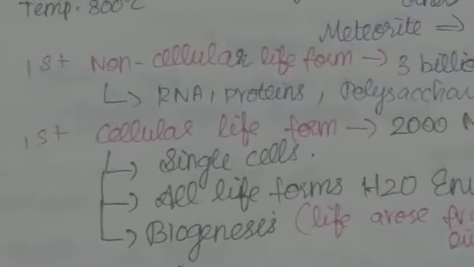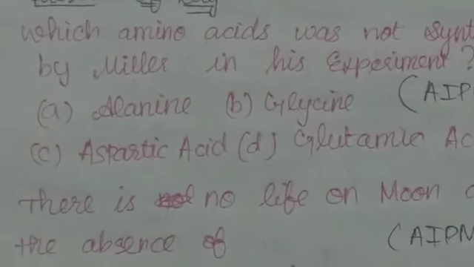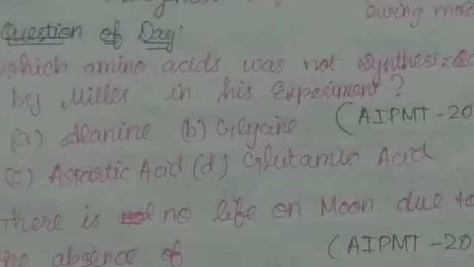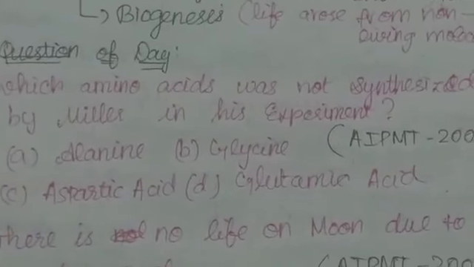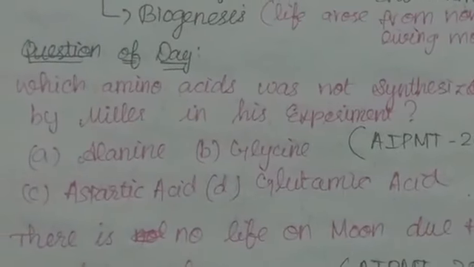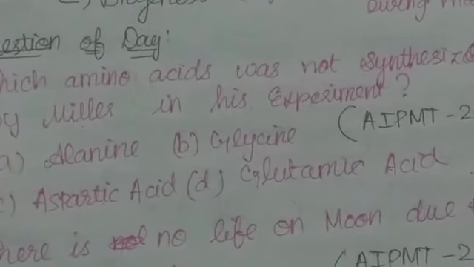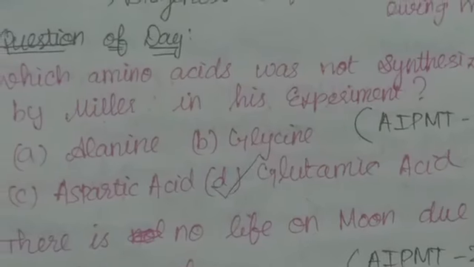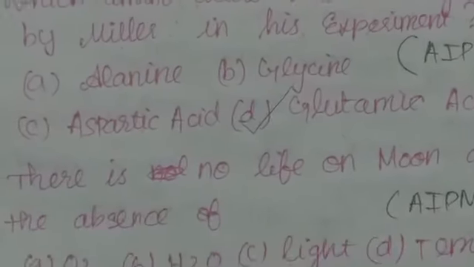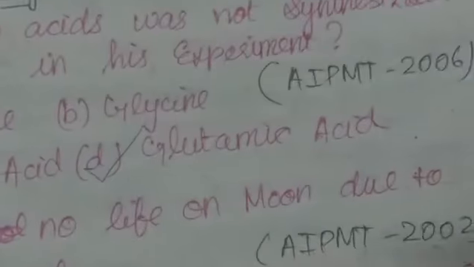I am going to give you a question, the question of the day. Which amino acid was not synthesized by Miller in his experiment? This question was asked in AIPMT 2006. I repeat, which amino acid was not synthesized by Miller in his experiment? Alanine, glycine, aspartic acid, glutamic acid. The answer is glutamic acid. He did not synthesize glutamic acid, but he synthesized alanine, glycine, and aspartic acid in his laboratory.